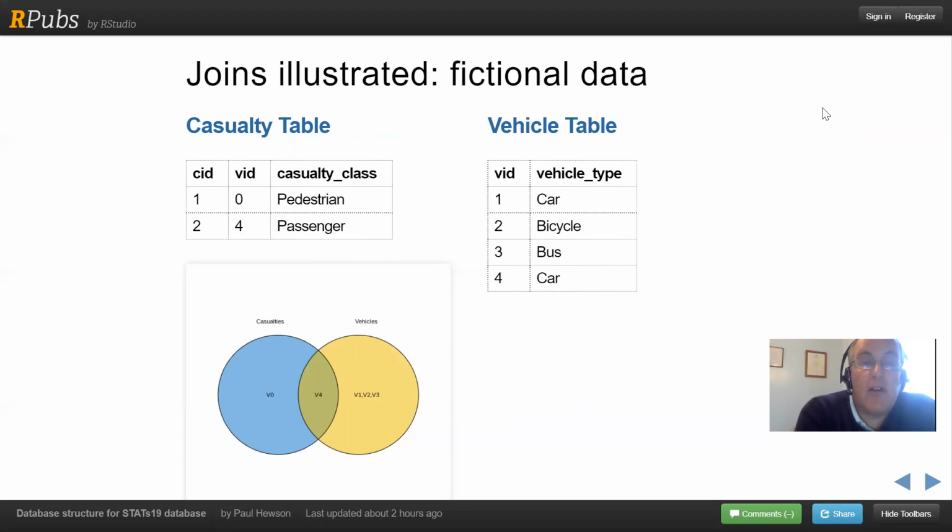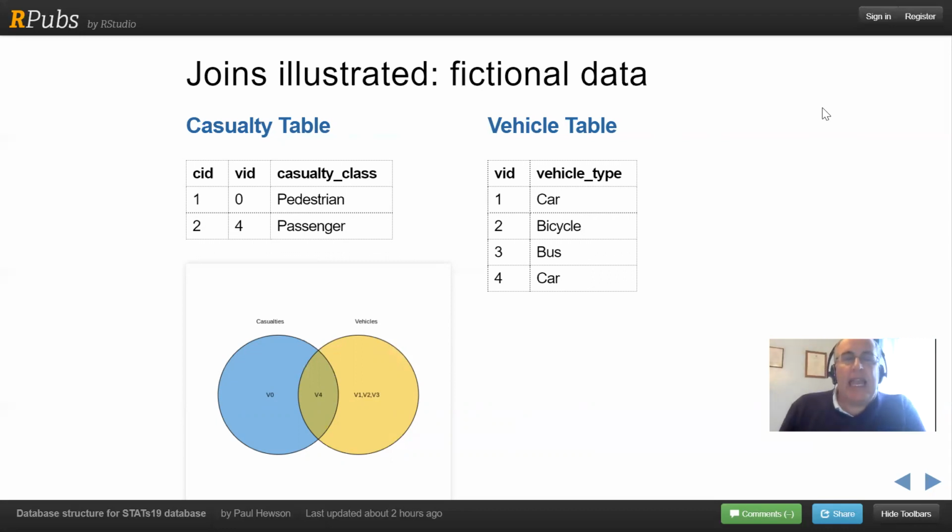If we think about what's going on here, if I look at the casualty table, the Venn diagram shows me 2 casualties, one with a VID of 0 and one with a VID of 4. The vehicle table consists of the 4 vehicles: vehicle 1, vehicle 2, vehicle 3, and vehicle 4. The one that's in both the casualty table and the vehicle table is the overlapping case, the passenger who was in car number 4. That's illustrated in the Venn diagram.